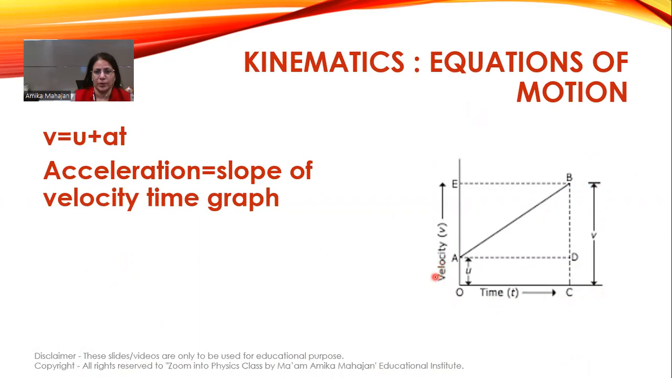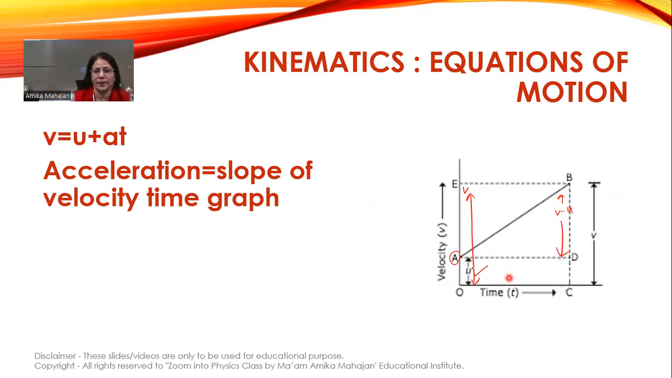So what we do, we take a graph which is a straight line. This is velocity time graph. This graph is not starting from the origin, a little bit above, from point A. This AB is the straight line. O is representing initial velocity U, and this B point is representing final velocity V. So this BC is V. Then what is BD? BD is BC minus CD, that means V minus U.